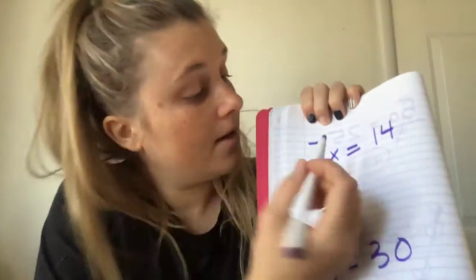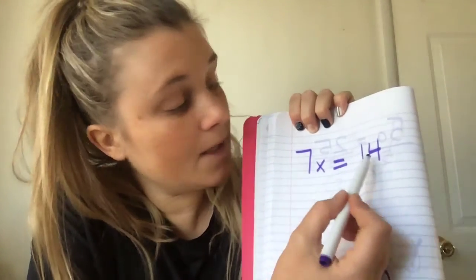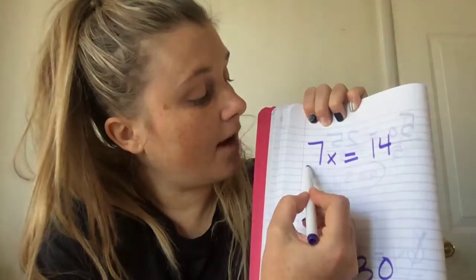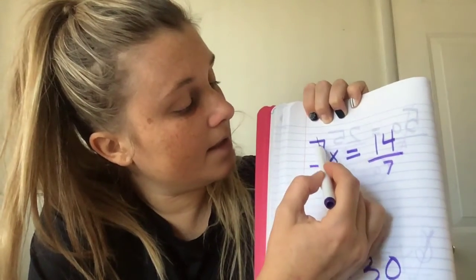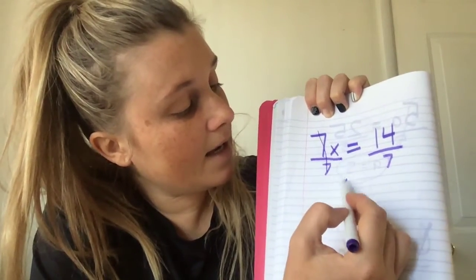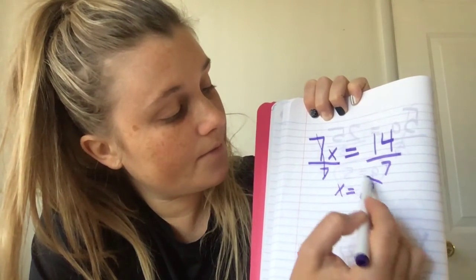Okay, did you figure it out? Okay, 7x. 7 times something equals 14. Let's divide by 7. That's going to get rid of this 7. x equals 14 divided by 7, which is 2.